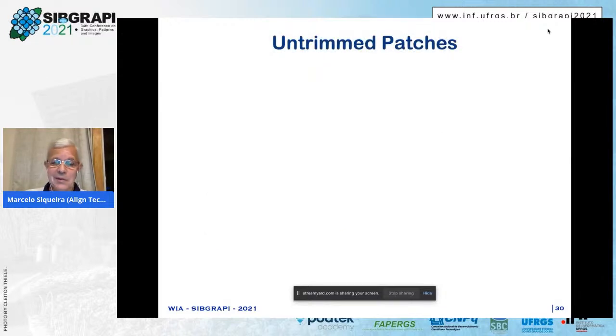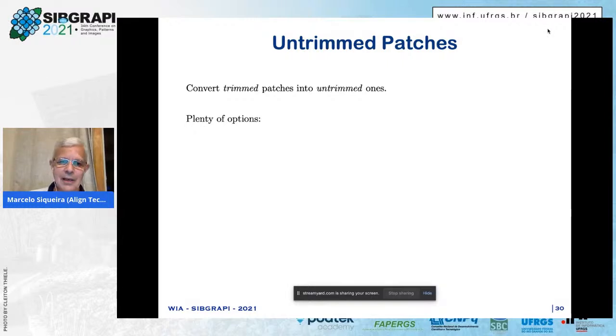Now, if we could not use exact representation, we can only approximate. So the other option that you can find in the literature is to say, okay, let's convert the trimmed patches into untrimmed ones. So what does that mean? Well, it means that I will look at those trimmed regions and try to approximate them with some other sort of representation, right? And we have plenty of options for that.